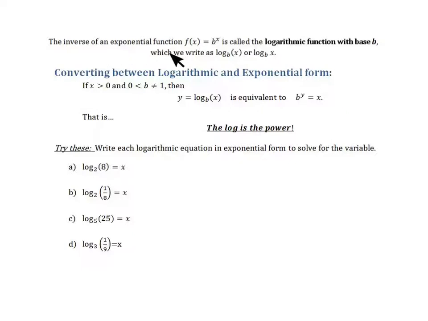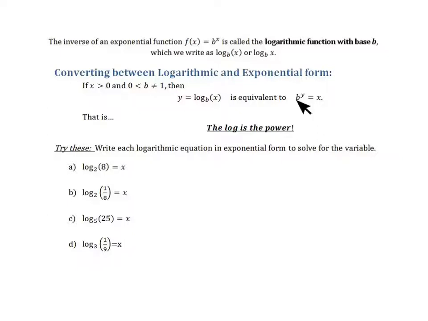The inverse of an exponential function, here we have an exponential function, f of x equals b to the x, is called a logarithmic function. And a logarithmic function is written like this, the logarithm of x base b, or sometimes we don't have the parentheses there. So it's real important that we can convert. So let's make sure we can convert.